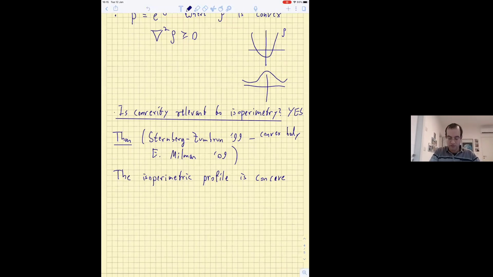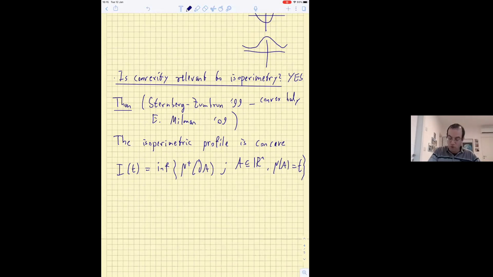Let's define I of t. I already wrote it, but let me repeat. I of t, this is the profile. It's the infimum of the boundary measure of a set, where the infimum goes over all measurable subsets in R^n for which the measure is t. Okay, so this is a function. If mu is a probability measure, that's a function on the interval 0 to 1.